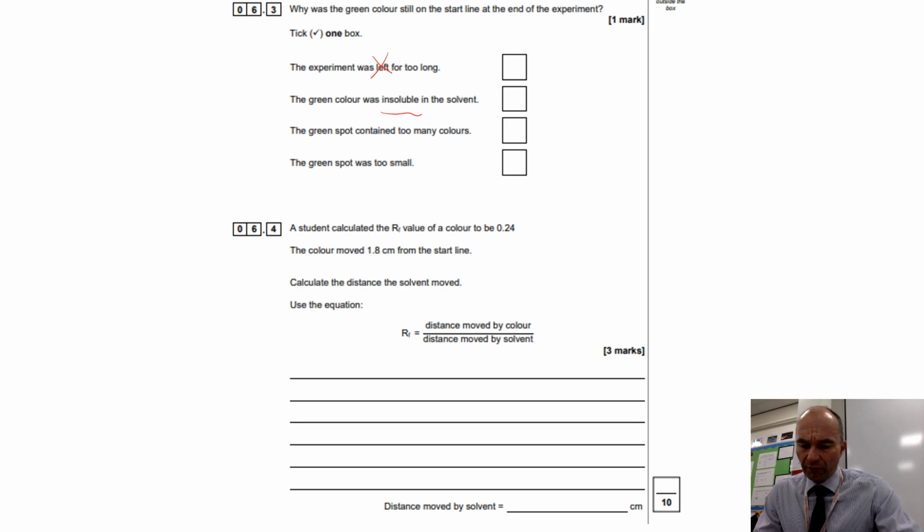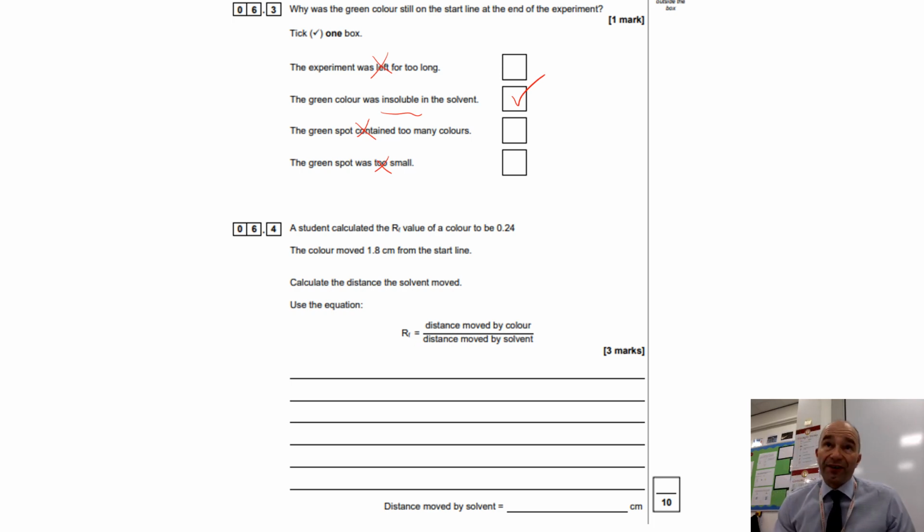The green spot contained too many colours. Well, we didn't get any separation, so that's a load of rubbish. The green spot was too small. Well, if you look at the chromatogram, all the samples, all the spots were the same size, so that is just nonsense as well. So it gives us our only possible answer, which is the green colour was insoluble in the solvent.